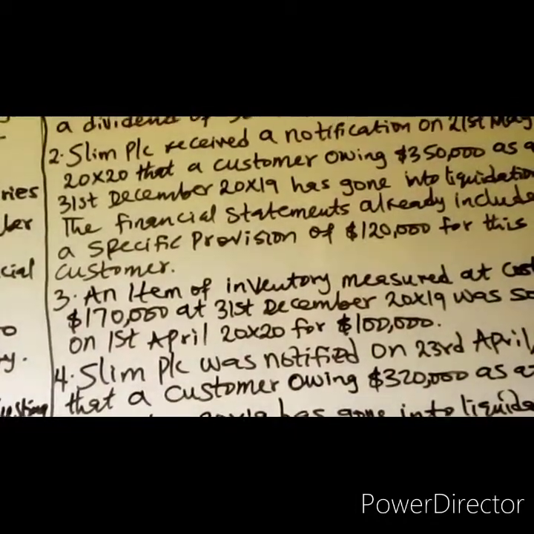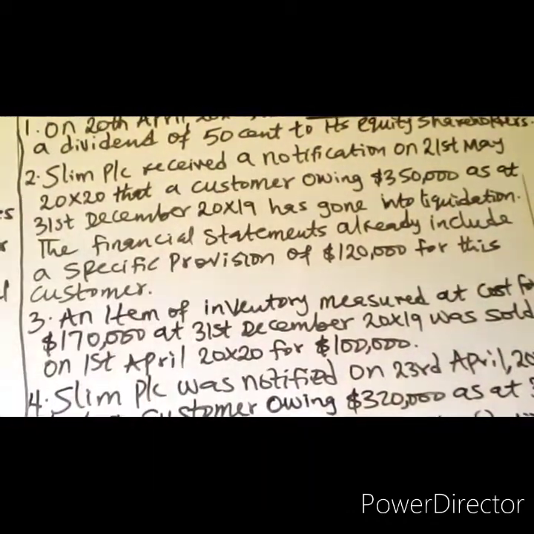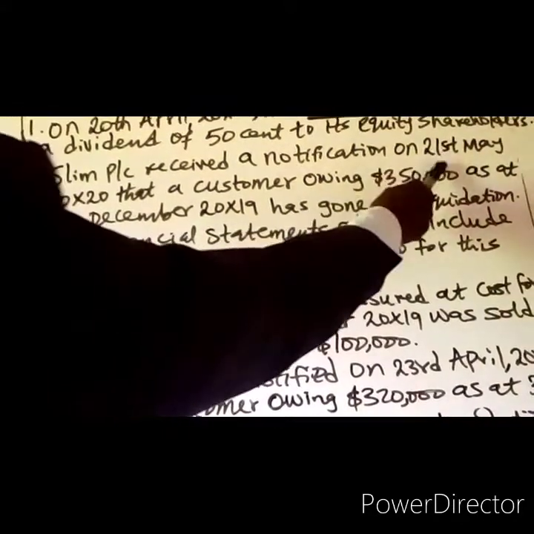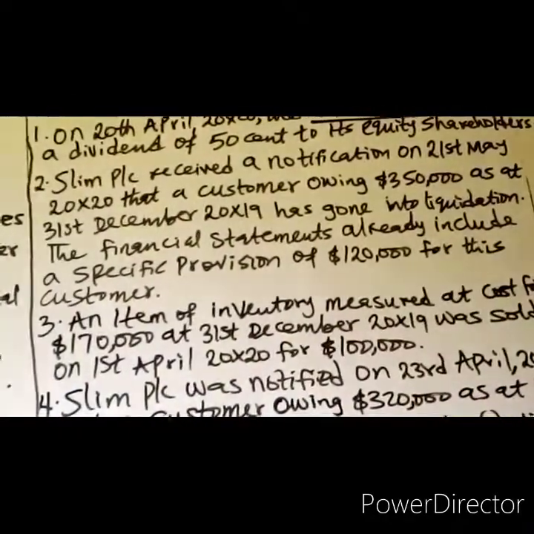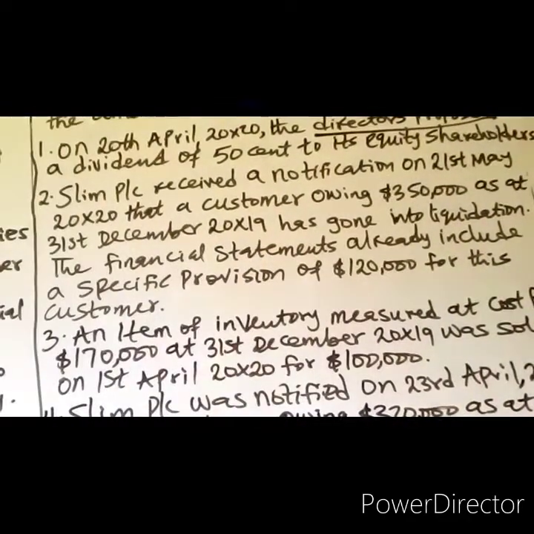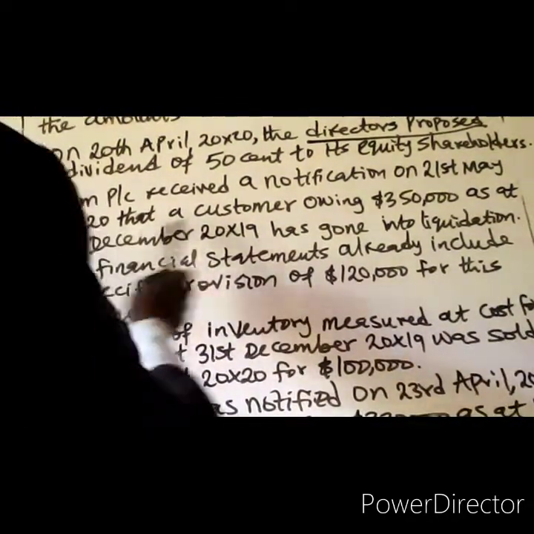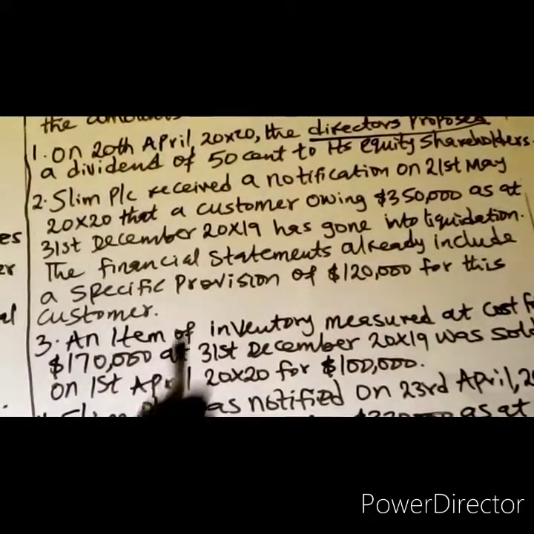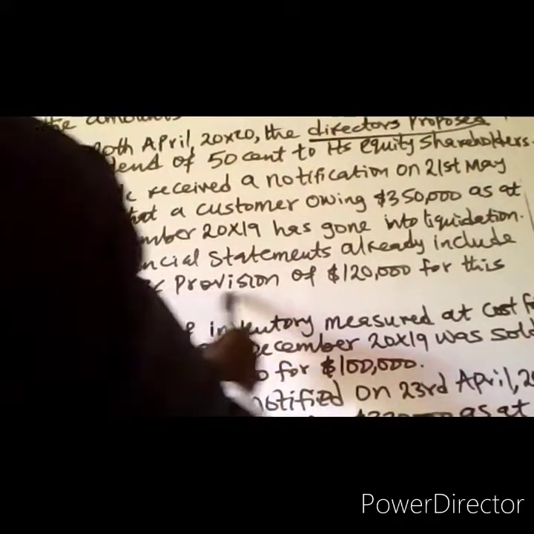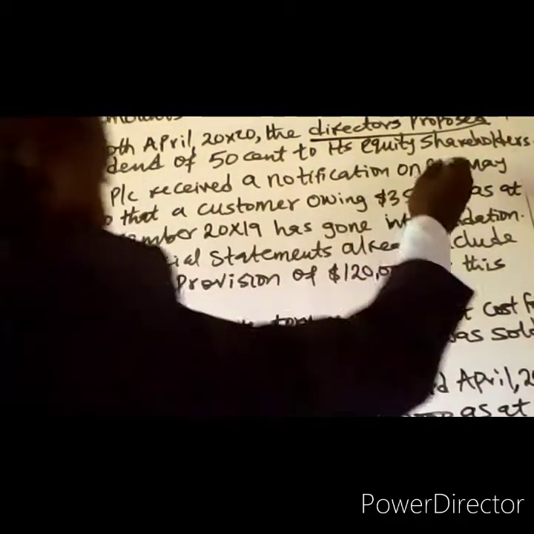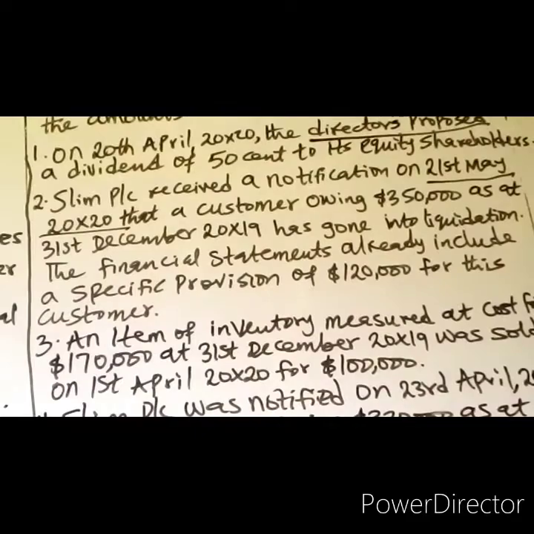Slim PLC received a notification on 21st May 2020 that a customer owing $350,000 as at 31st December 2019 has gone into liquidation. The financial statements already include a specific provision of $150,000 for this customer. Slim PLC received the notification on 21st May 2020.